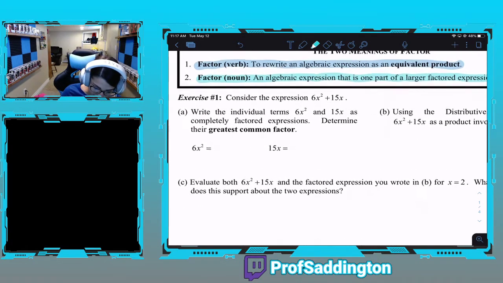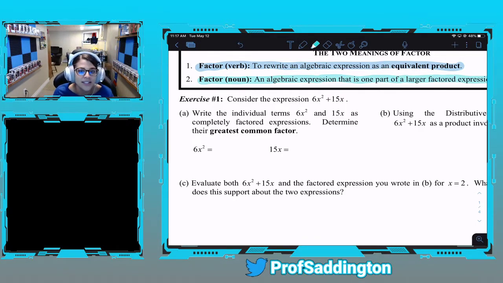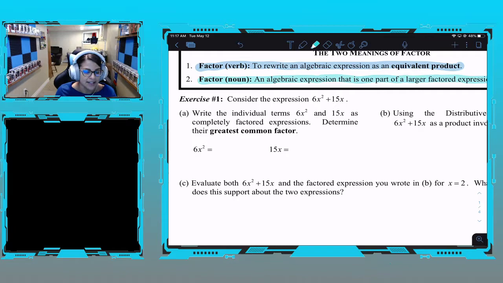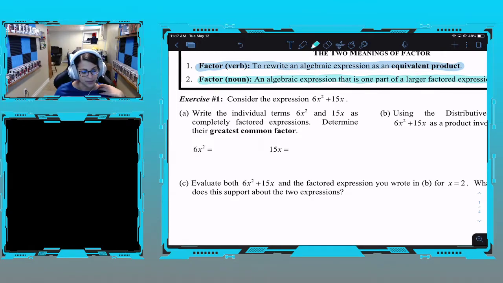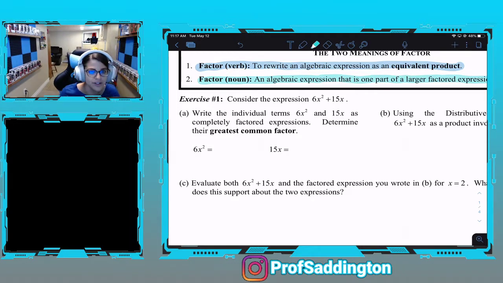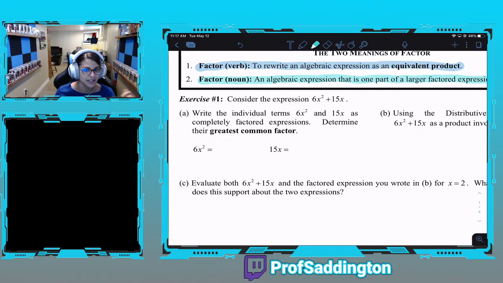First we're going to consider this expression, this binomial, 6x squared plus 15x. What we want to do is make it look like we're about to distribute, so we're going to be going backwards. We want to take each term in that binomial individually and think of all of its factored pairs.